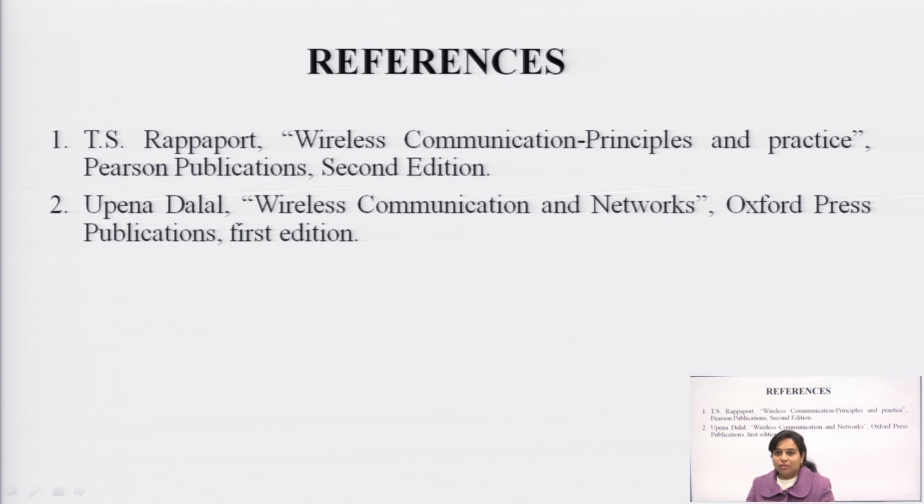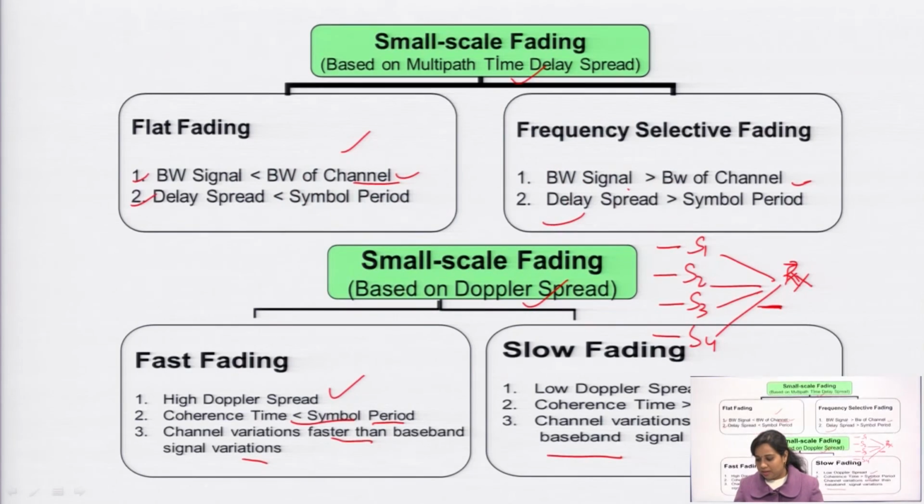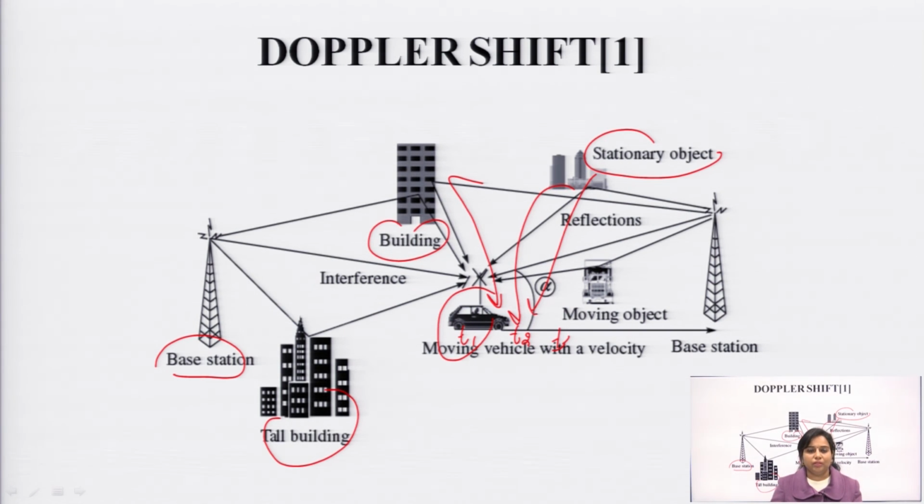So, these are the references that you can consider for this particular topic. In this lecture, we have discussed different fadings, the small scale fading and large scale fading. The basic idea is that when the distance between the transmitter and receiver is quite large and the receiver is not moving, that is known as large scale fading.